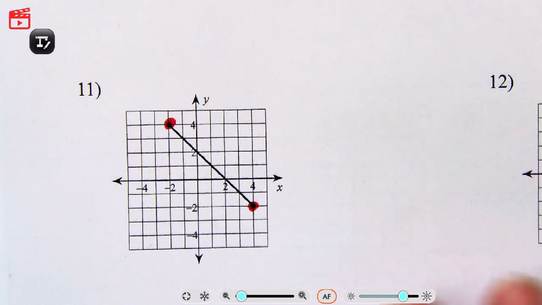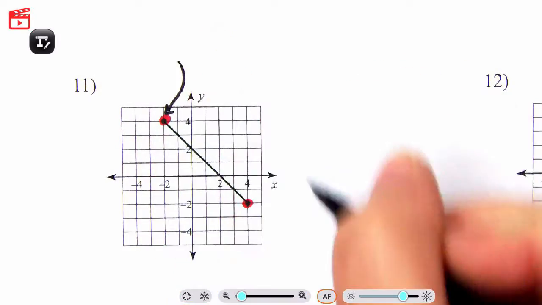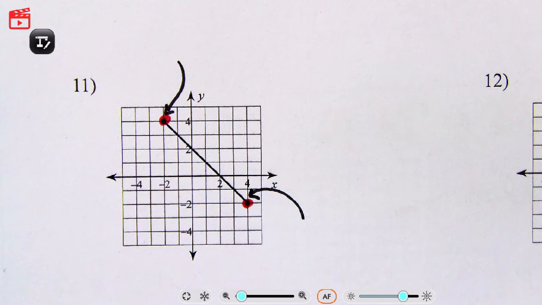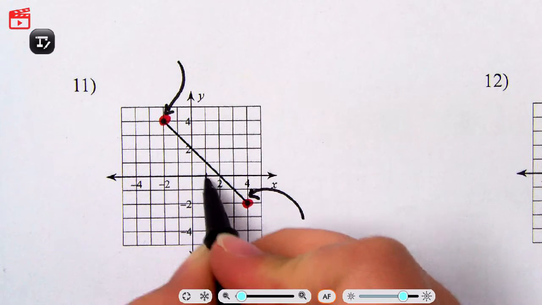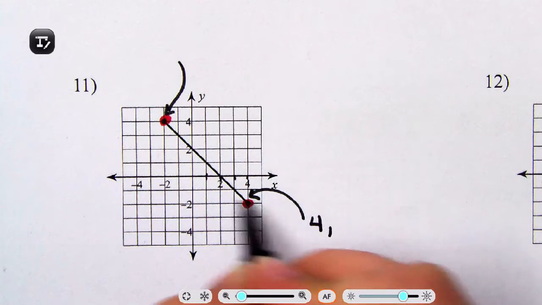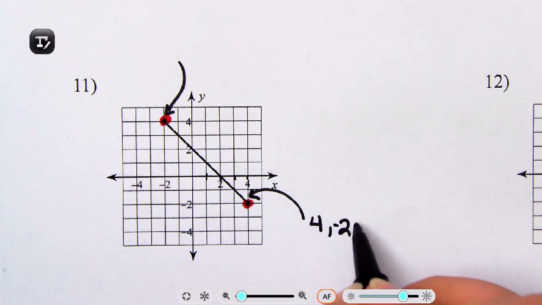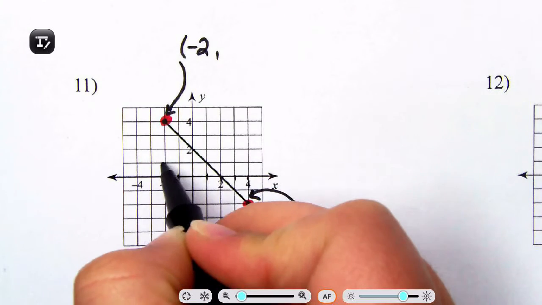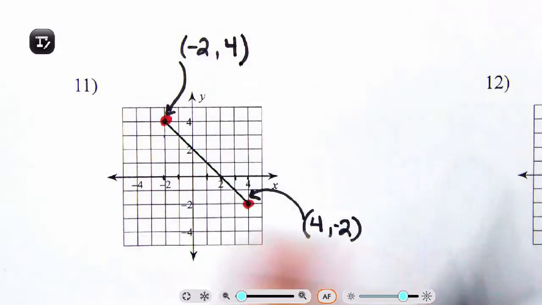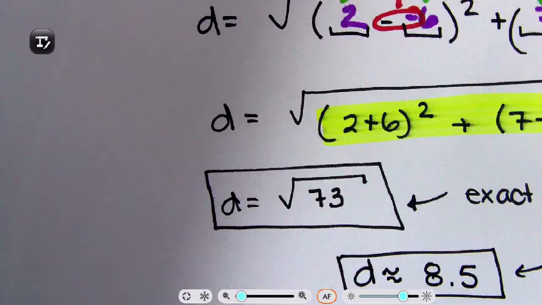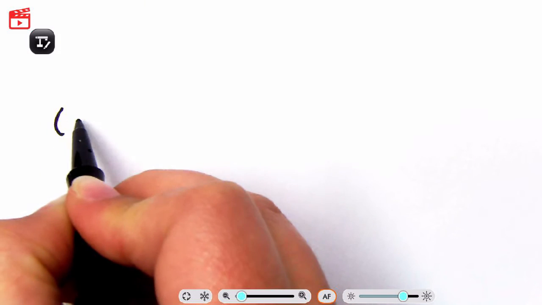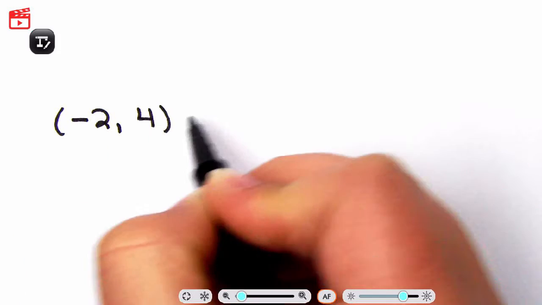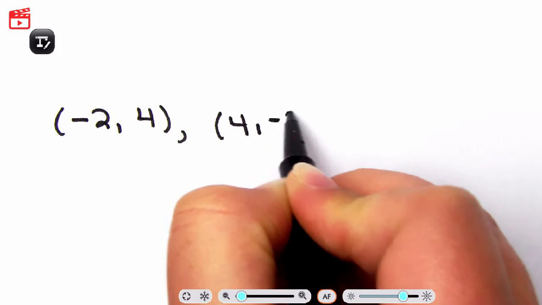Now this is not slope, so you can't do rise over run. So what you have to do is label this point, and then use the distance formula. Well, this point here is 1, 2, 3, 4, comma 1, 2, -2. And this point here is -1, 2, and 1, 2, 3, 4. So when we have these points identified, let's go ahead and shift this forward. We have -2, 4, and 4, -2.